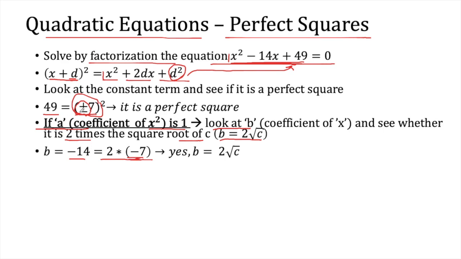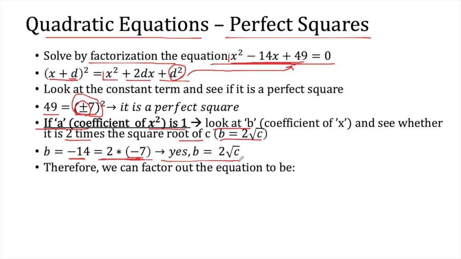And that's exactly why writing positive or negative 7 whole squared to be equal to 49 is extremely important. Because if you just write positive 7 whole squared, you might think that, well, b, negative 14, is not 2 times 7, so I cannot represent this entire quadratic as the perfect square of a binomial. But that would be wrong, since negative 7 squared is also equal to 49. So we conclude that b is equal to 2 times the square root of c.